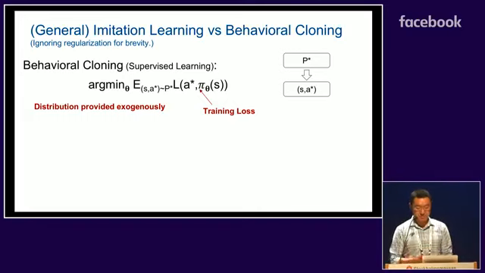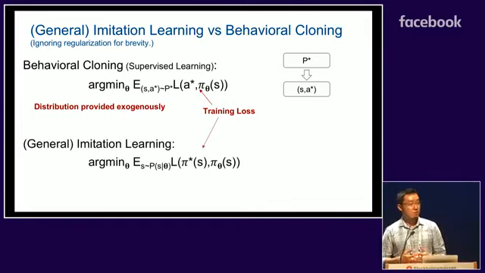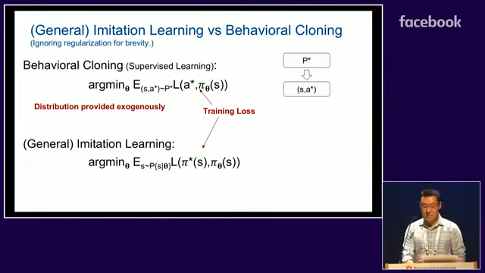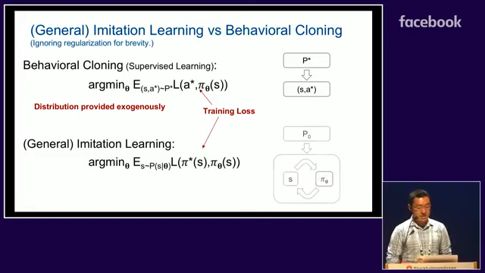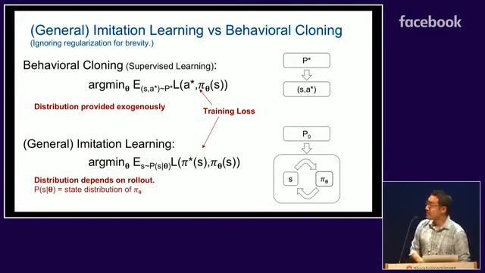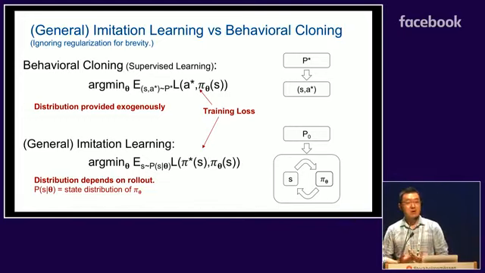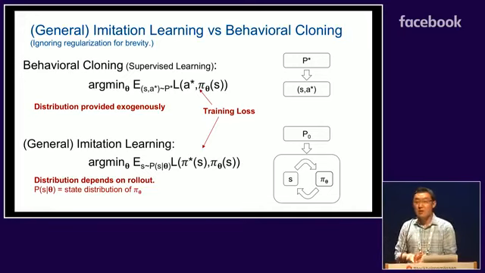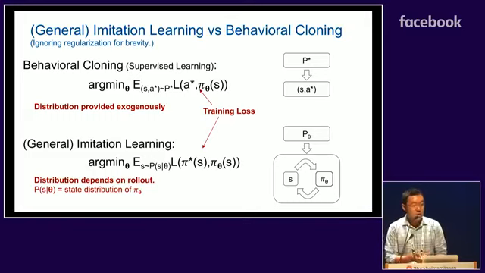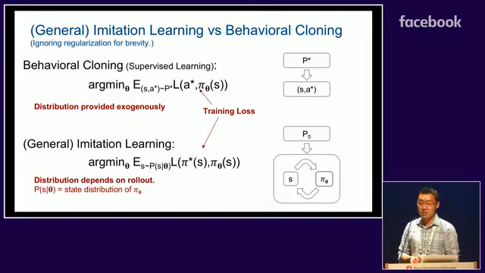That's behavioral cloning. One variant of a more general imitation learning formulation is shown below, where the key difference now is that the distribution now depends on the policy that we're training. So in particular, if you compare the expectation of these two objectives, in the first one, the distribution is given to us exogenously. In the second one, the state distribution depends on the decision-making of our policy that we're training. Right? It depends on the theta.